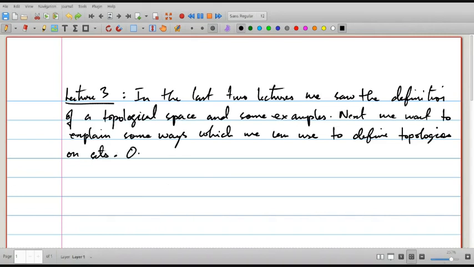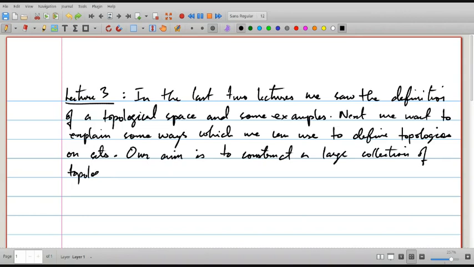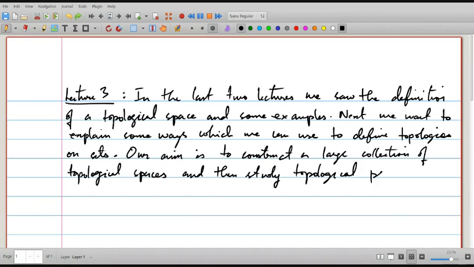So our aim is to construct a large collection of topological spaces and then study topological properties of these spaces.